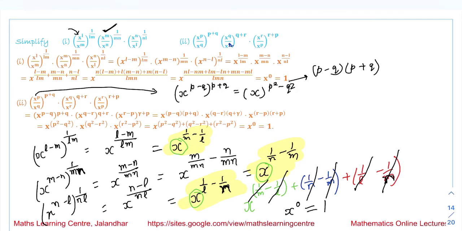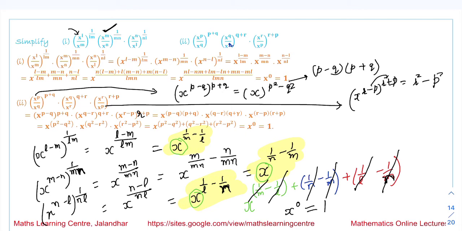Similarly, for the next terms, this is r over here. Suppose I am talking about this third term. It is x raised to the power r minus p, whole raised to the power r plus p. These two get multiplied, you will get r square minus p square. So the three powers are: first p square minus q square, next q square minus r square, and third r square minus p square.